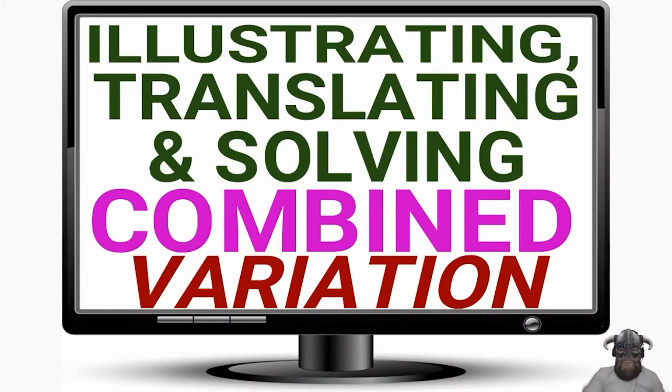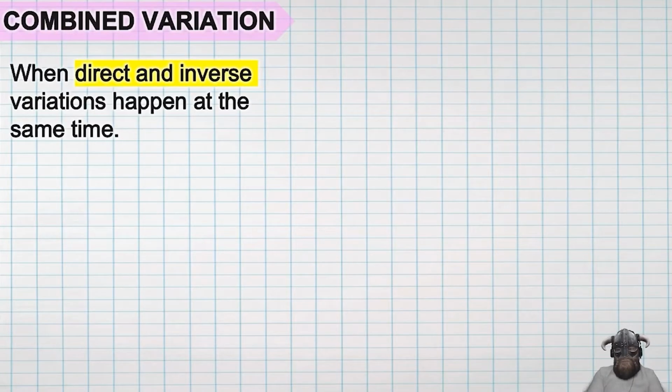Okay, what you will learn for today is all about illustrating, translating, and solving combined variation. For today, this will be the last type of variation that we'll be studying. So, ano nga ba itong combined variation? Para mas maintindihan natin, combined variation is when the direct and inverse variation happen at the same time.